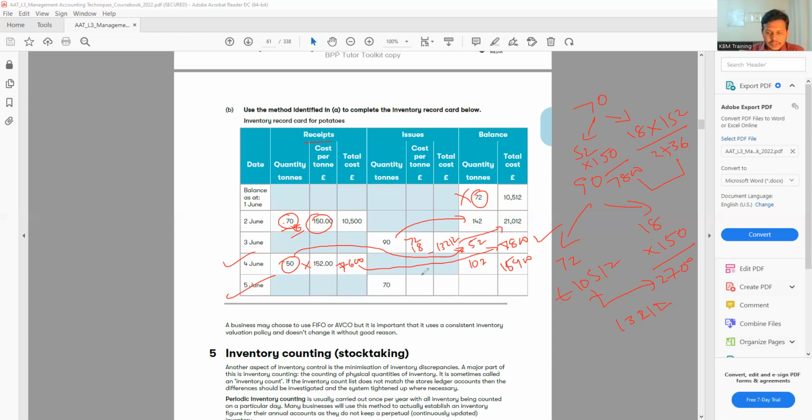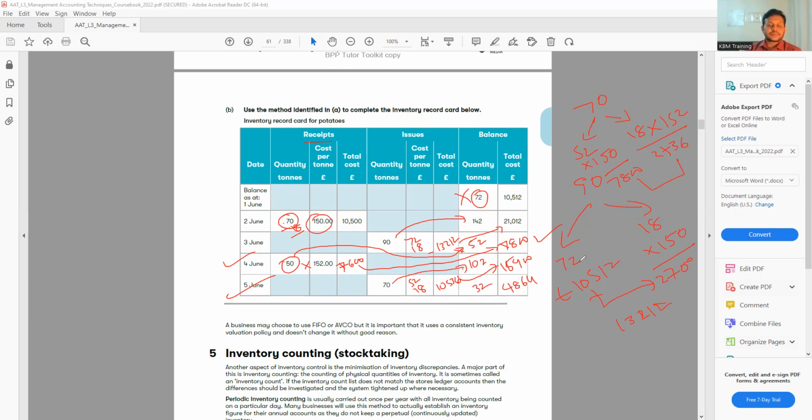So we said we take 52 and 18. The total cost is 10,536. And if you minus the 10,536 from this 15,400, how much will be the balance? How much will be the balance for this unit? 4,864. And how many units will be the balance? From 102 we minus 70. 102 we had before, we minus the 70 is 32.